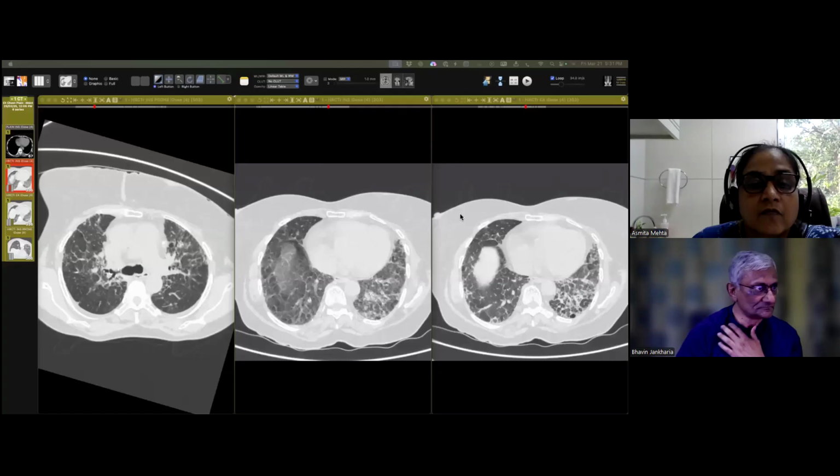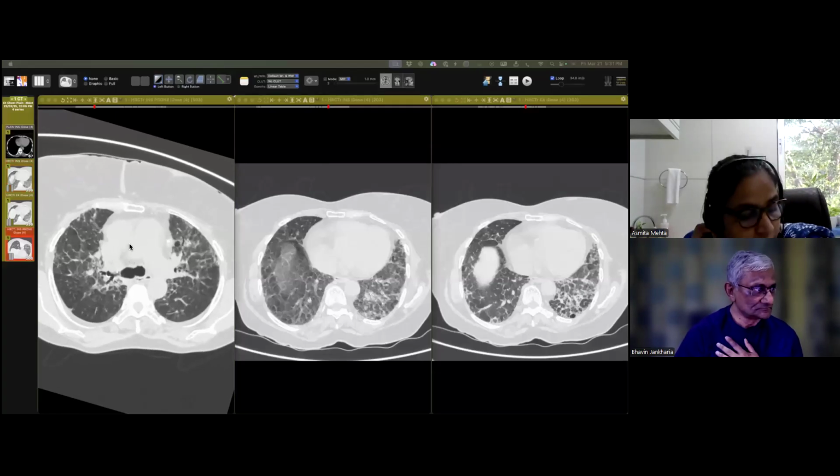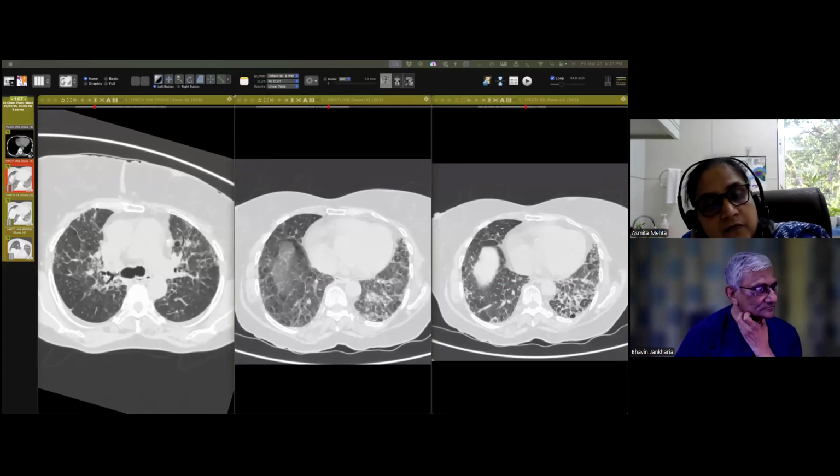Dr. Nitya, APLA workup, antiphospholipid antibody workup, anything done? That is also done. That was negative.